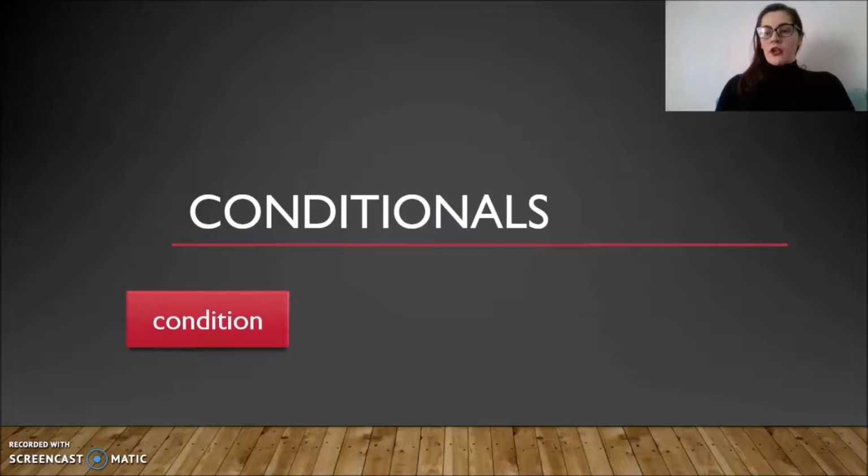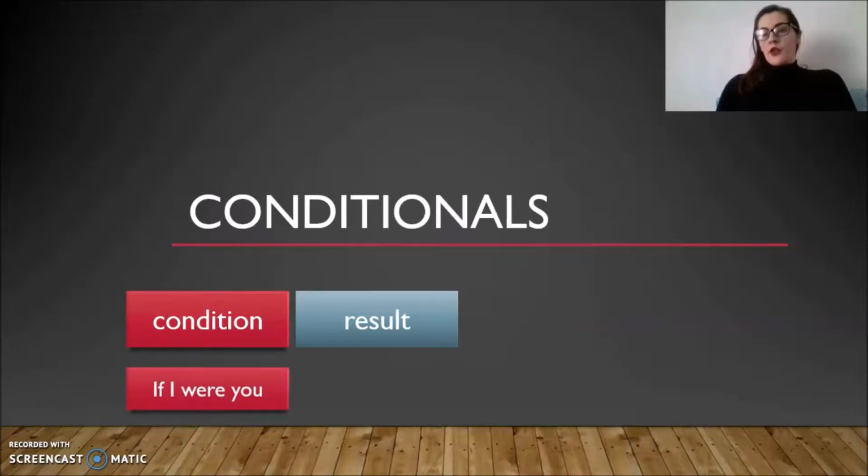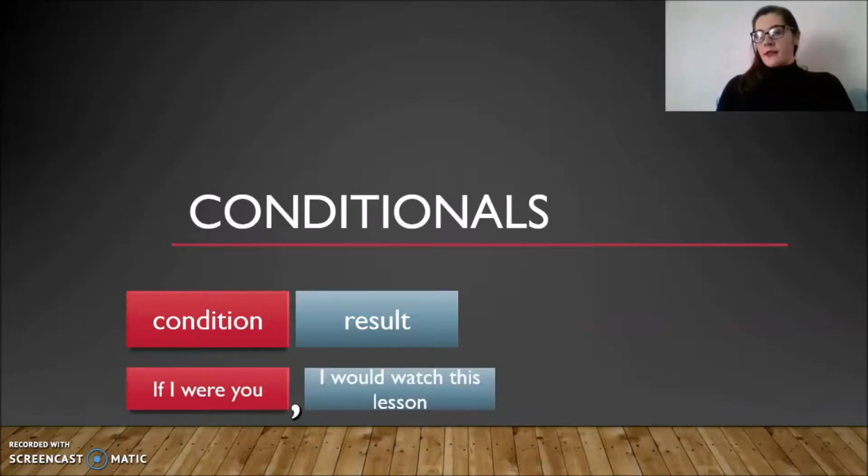So we have our condition, which is our if clause, and then we have our result, which is our main clause. Our condition, even though it has a subject and a verb, cannot stand on its own. So for example, if I say, "If I were you," you would say to me, "So what if you were me?" It's not a complete thought. So if you want to have a complete sentence, you would need to have a result. So if I were you, I would watch this lesson. So that's a complete sentence. And by the way, this is our second conditional sentence.